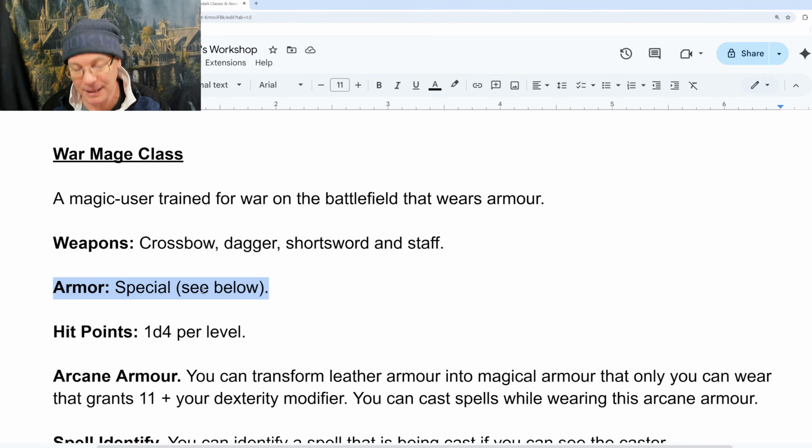Mage armor is a spell in Shadowdark. So if you're a wizard and you want to have mage armor, you can. But mage armor works a particular way. First of all, it doesn't last all day. Unlike 5e, it actually lasts a very small period of time. So you have a limited time frame to use it. And it works like this.